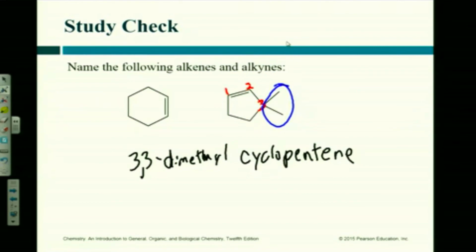Right? Because what if this one wasn't here? What if it was down here? Then it would be 3,5-dimethyl cyclopentene, because 3 is lower than 5. So you put 3 first.